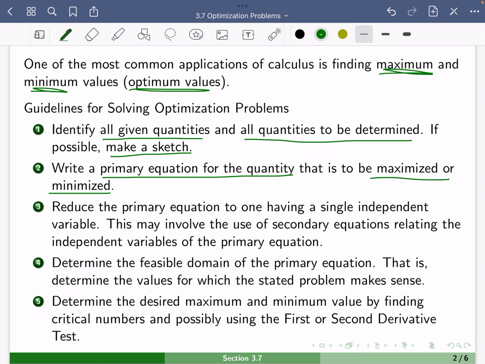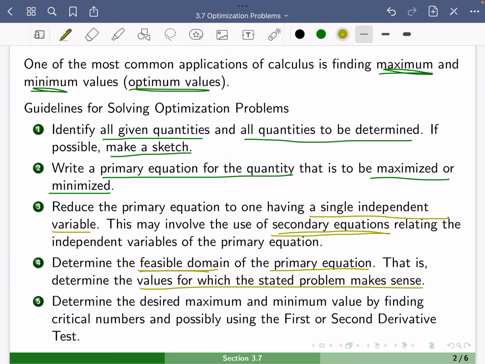We want to then reduce that primary equation to one having a single independent variable. In order to do that, we might have to come up with some secondary equations that relate the independent variables, so that we can rewrite our primary equation as an equation having a single independent variable. And then we want to determine the feasible domain of the primary equation. When we think about feasible domain, we just want to know what values make sense for this problem. Things outside of that we don't have to consider.